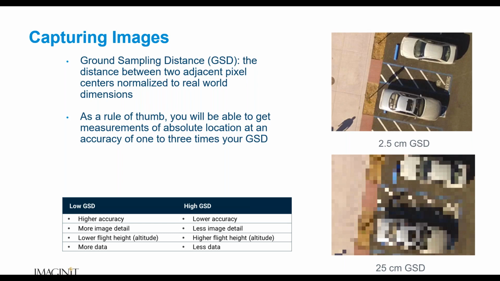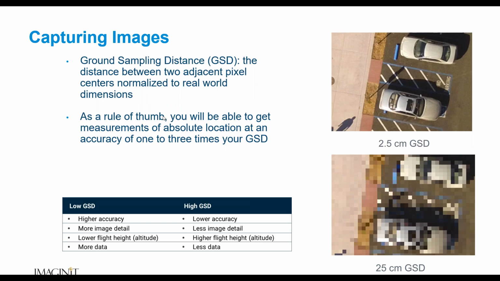And you can adjust what your ground sampling distance is by changing any of those factors. If you get a bigger camera, the ground sampling distance is going to get smaller. If you fly higher or lower, it's going to affect the ground sampling distance. If you change the focal length, it's going to change the ground sampling distance.